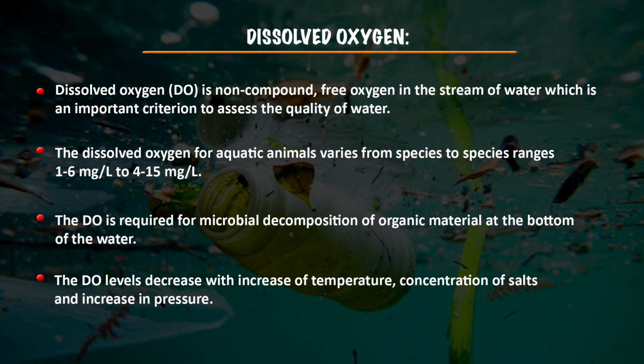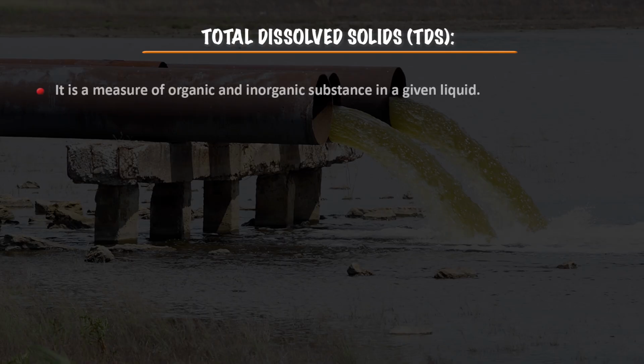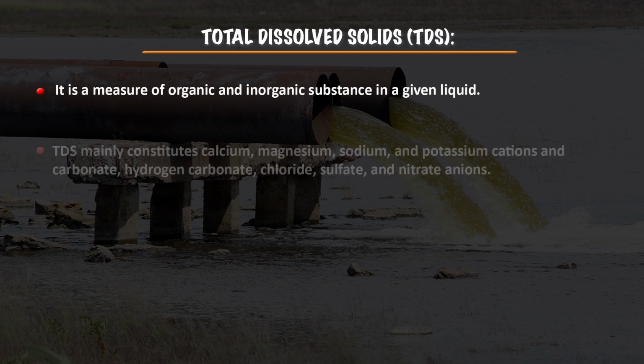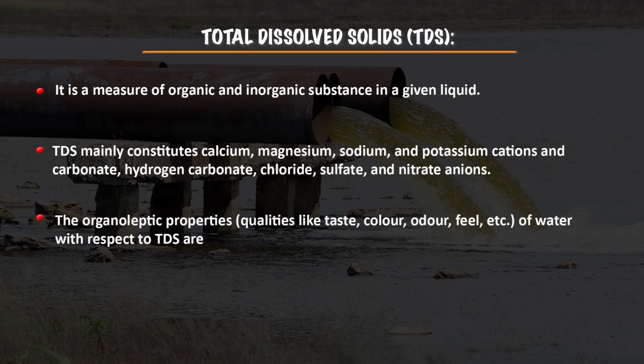The DO levels decrease with the increase of temperature, the concentration of salts, and also the increase in pressure. And the next one is the total dissolved solids, TDS. It is a measure of organic and inorganic substances in a given liquid or sample. TDS mainly constitutes the calcium, magnesium, sodium and potassium cations and carbonate, hydrogen carbonate, chlorides, sulfates and nitrate anions.